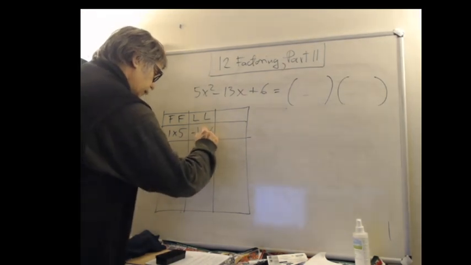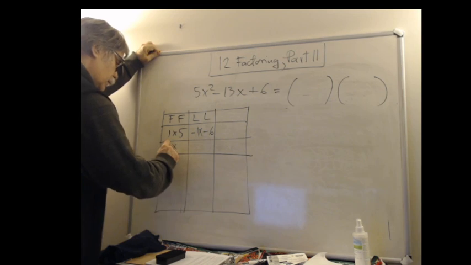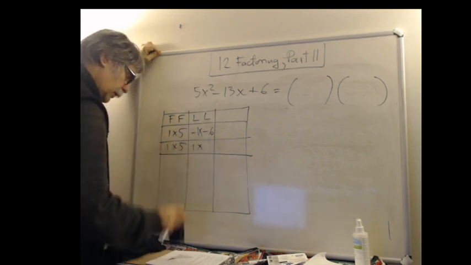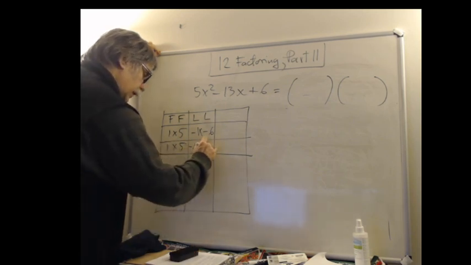Negative 1, negative 6. So that's one option. Excuse me, I'm going to switch them. Negative 6 and negative 1.